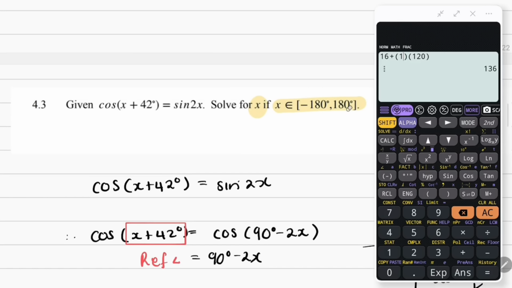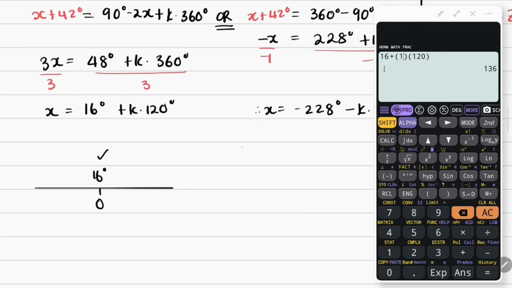And let me put this restriction here so that we can keep track of it. When k equals 1, we have 136 degrees, which is acceptable as well. When you try k equals 2, you get 256, which you can see is above your domain. We have to take values that are equal to 180 or less. So that doesn't work, and you don't need to try the integer value 3.